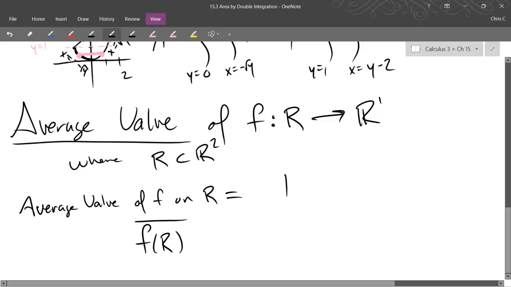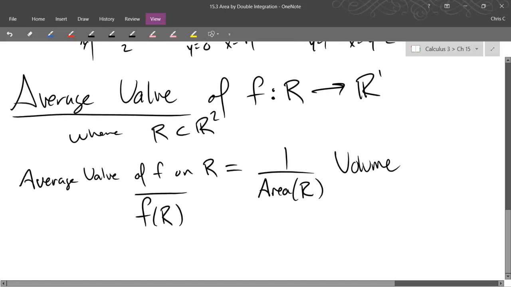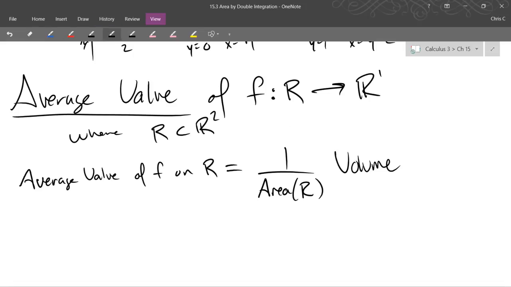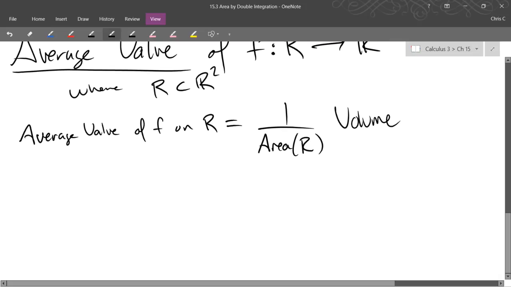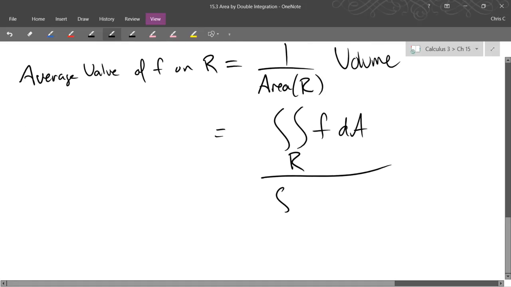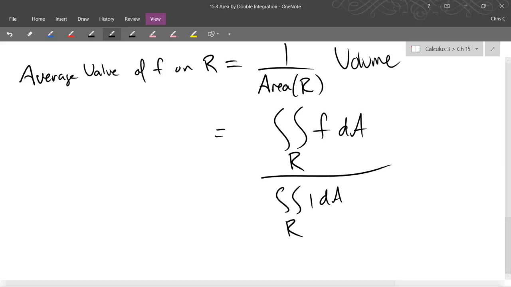All right, how do we do this? Well, we have to get the total volume divided by the area. We'll just write volume. Don't write down that weird symbol I just made up. So our volume is the double integral over R of f of xy dA. The area is the double integral over R of 1 dA. So that's the average value, the volume divided by the area right there.